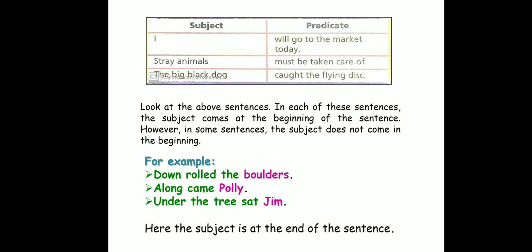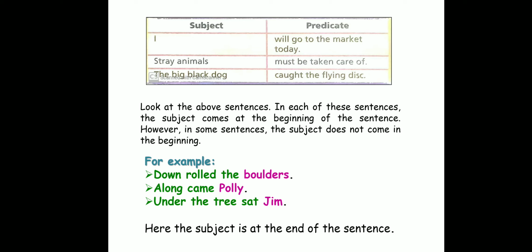For example, down rolled the boulders. Okay, so boulders is the subject. Down rolled the boulders. And what happened to the boulders? The boulders rolled down. They were rolling down, they fell down. So boulders is the subject. Subject comes later. See, that is why I've written boulders in pink and down rolled the is in green.